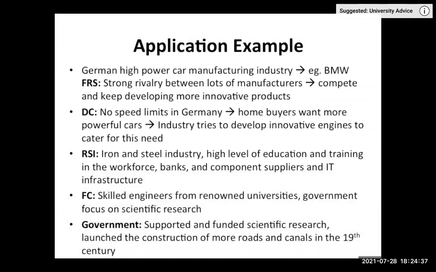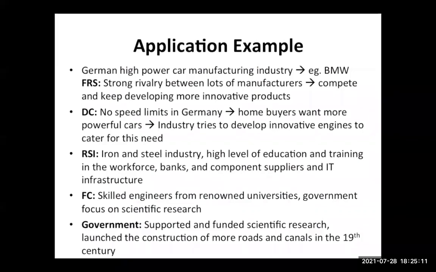An example where Porter's diamond can be used to explain a regional advantage is in Germany's luxury high-power car manufacturing industry for brands like BMW and Audi, etc. So the car manufacturing industry in Germany has a regional advantage because it satisfies the 4 key factors in Porter's diamond. With firm strategy and rivalry, we see that there is strong rivalry amongst lots of car manufacturers, and so they compete intensely and keep developing more innovative and quality products. There are certain demand conditions amongst the home buyers. In Germany, there are no speed limits, so the sophisticated home buyers want more powerful cars. Therefore, the industry aims to develop innovative engines to cater for this particular need.